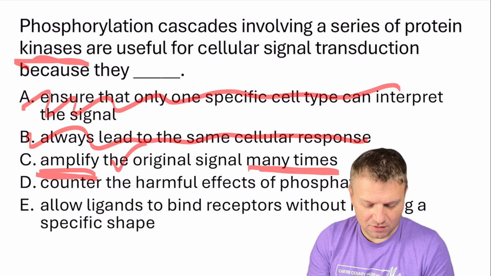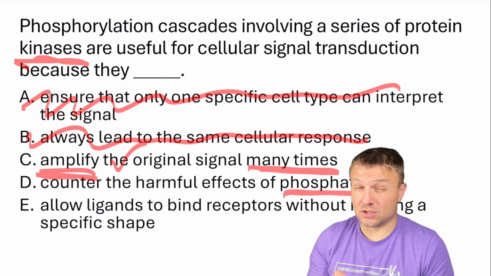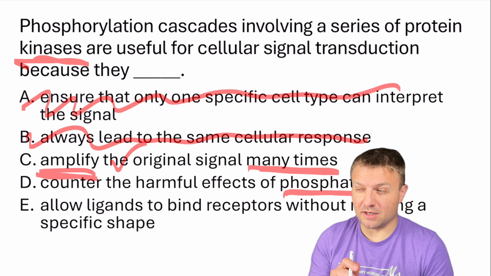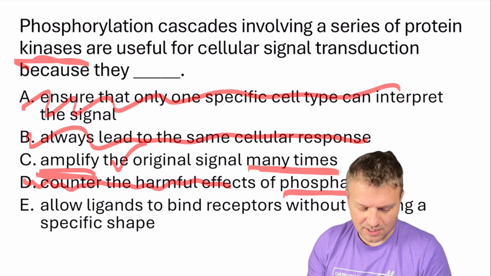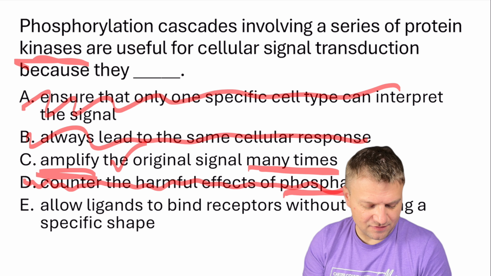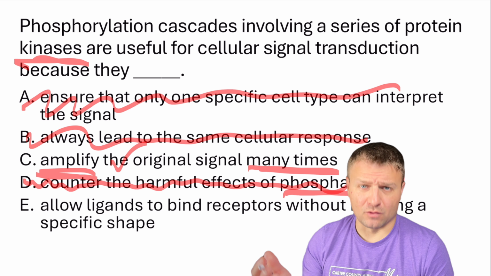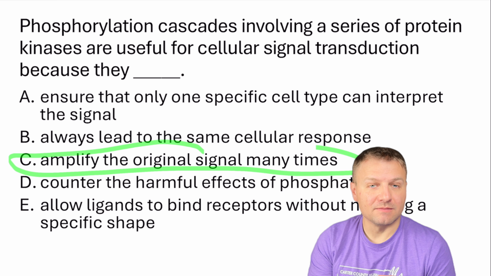D, they counter the harmful effects of phosphatases. Phosphatases actually aren't harmful. They maybe stop these processes, but they should be regulated for efficiency. So I don't think D is the answer. And then E, they allow ligands to bind receptors without needing a specific shape. No, that's like the reverse of what should happen. So E is out. And that's why C here is the right answer.